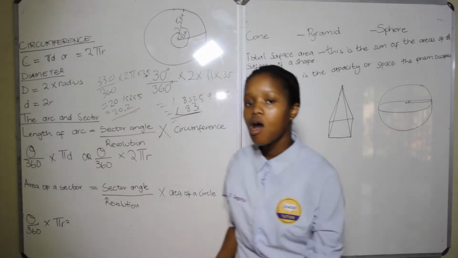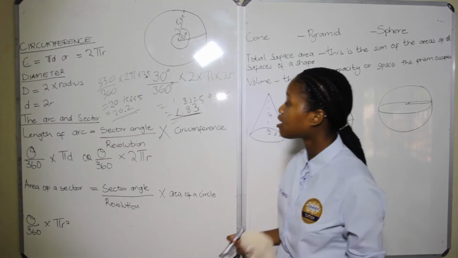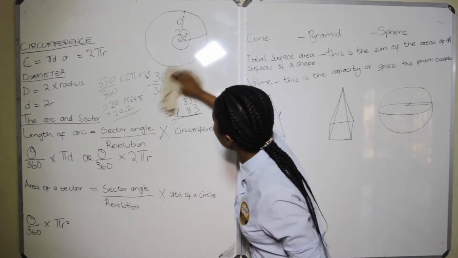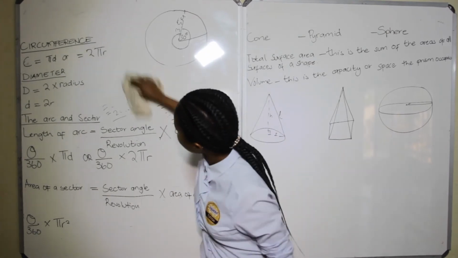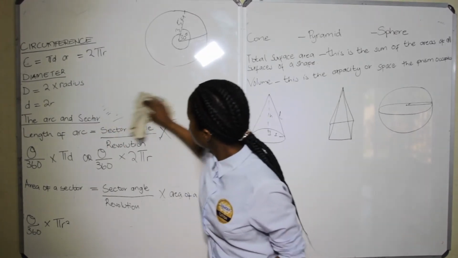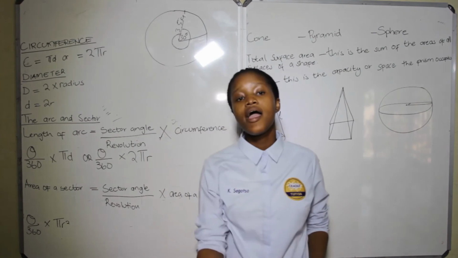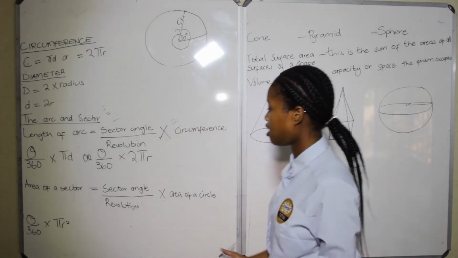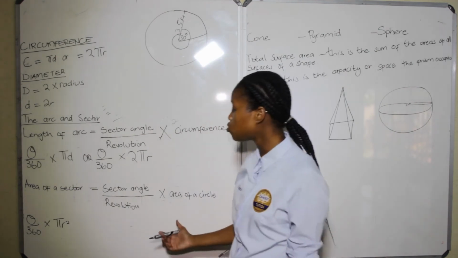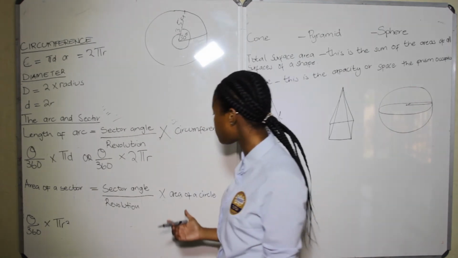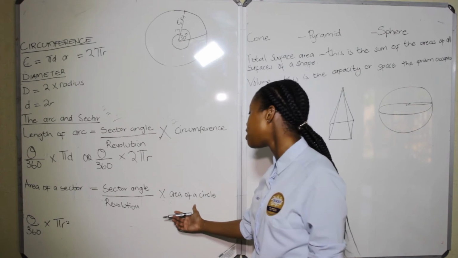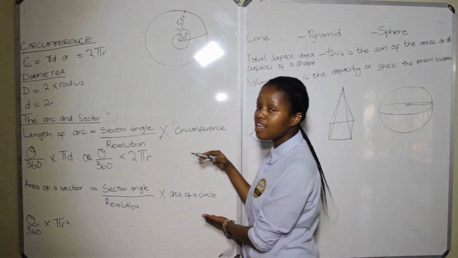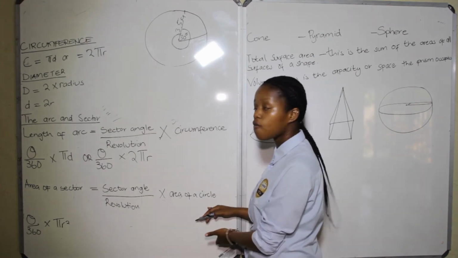So now we know how to find the length for the minor arc and for the major arc, which is good. We're one step closer. And then we have what you call area of a sector. What is the formula for area of a sector? Area of sector is equal to the sector angle over the revolution multiplied by the area of a circle. So you can see the difference in the length of an arc and the area of a sector.